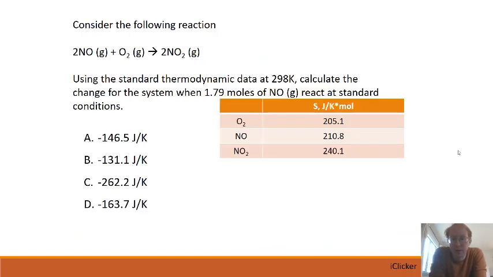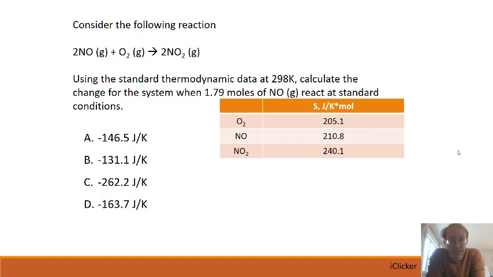Here's another question for you to work on. This takes what we just did and adds another level of complexity to it. So hit pause and take a couple minutes on this one. All right. So same reaction that we just did. I know my delta S value has to be negative because I'm going to a fewer number of moles of products. So we know that.